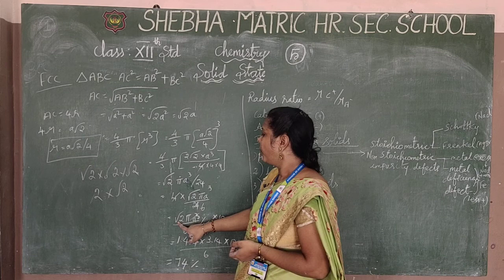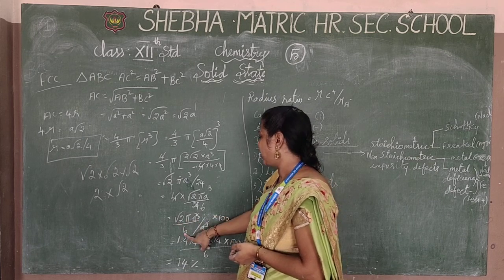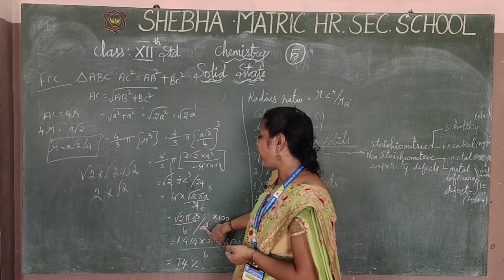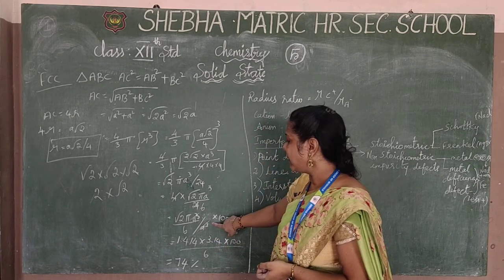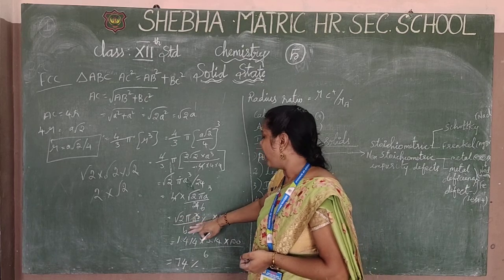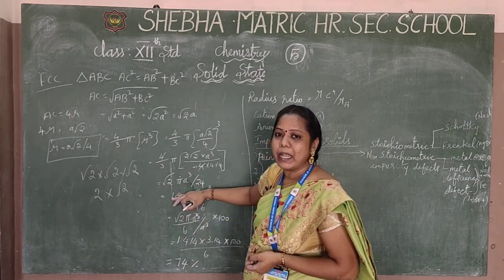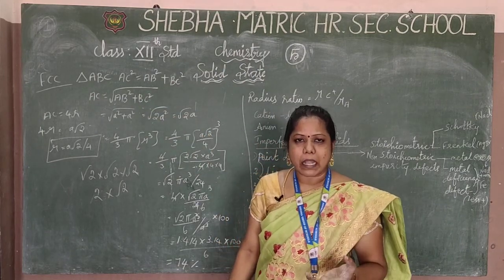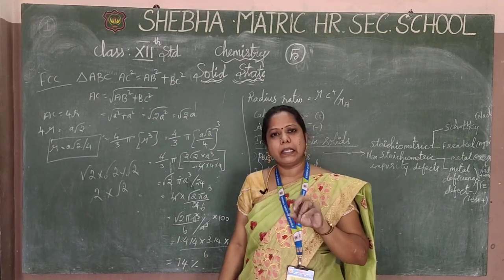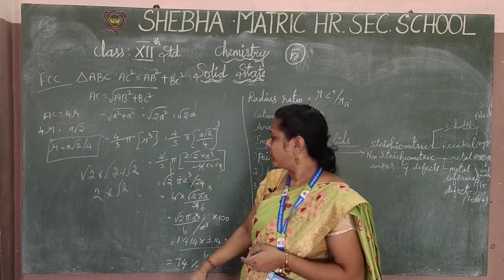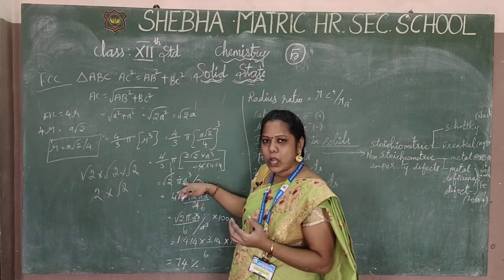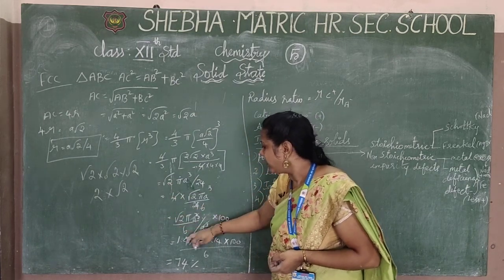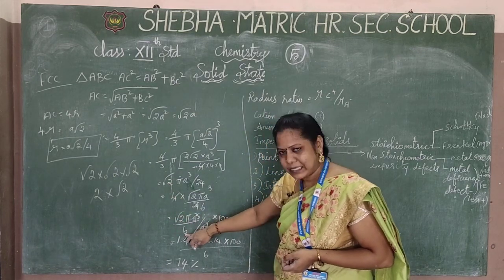So finally you get root 2 pi a cube by 6. And the by 3, how can you get it? That is a formula. You multiply this a cube with 4, for FCC. The total number of atoms for FCC is 4, for BCC 2, for SC 1. So you get that value. Again you have to multiply with 4. Finally you can get root 2 pi a cube by 6.